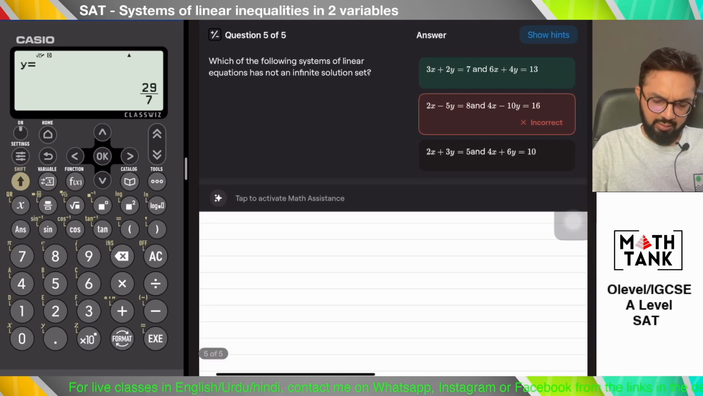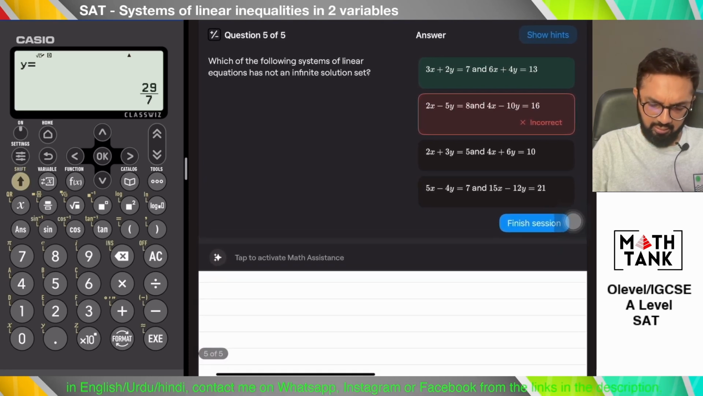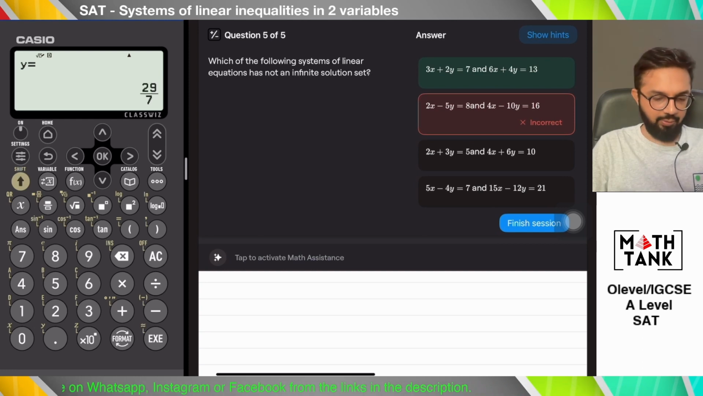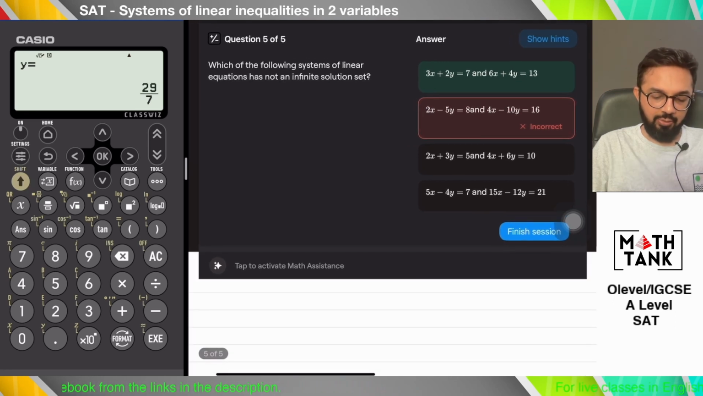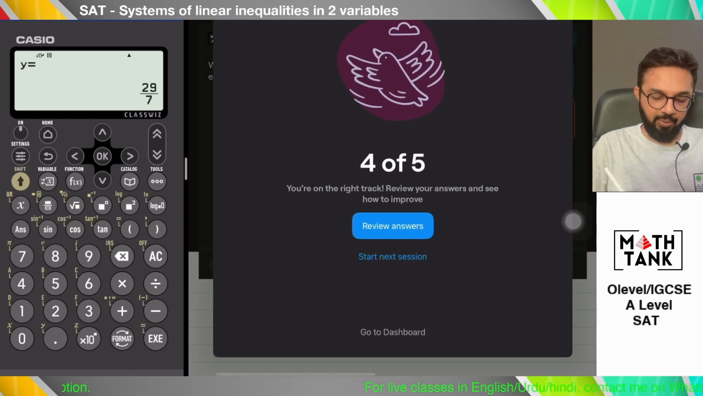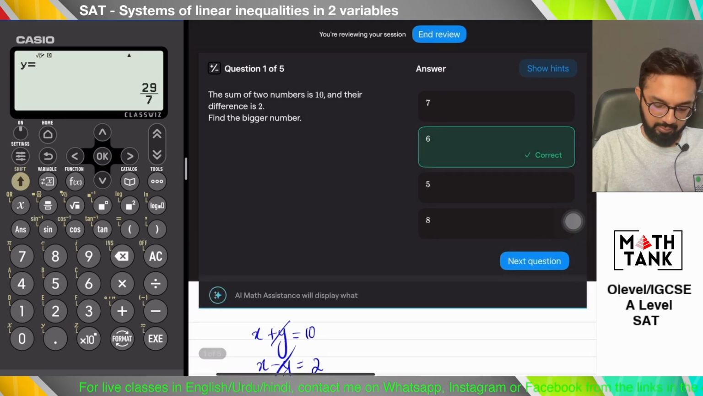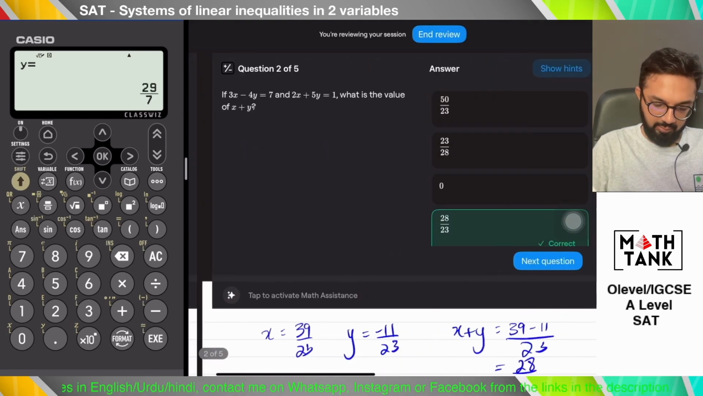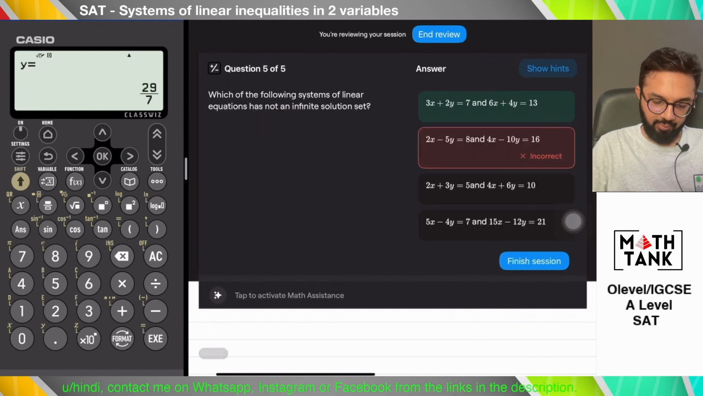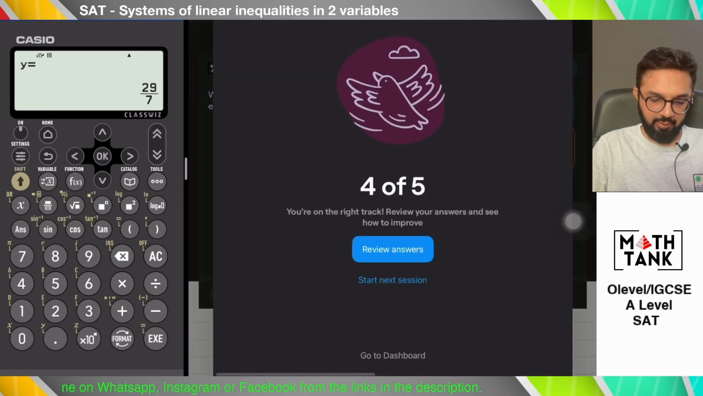I'm not sure why that is incorrect or any of the other ones correct. Is not an infinite solution set. Oh, my bad. I saw it as an infinite solution set. So A should have been my right answer. All the others have infinite solution sets. I think that should work. Yep, that is the correct answer.